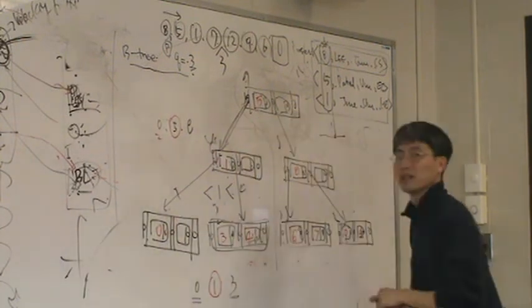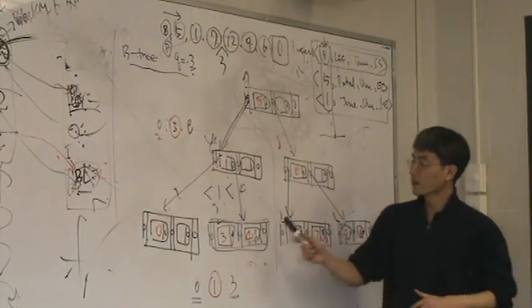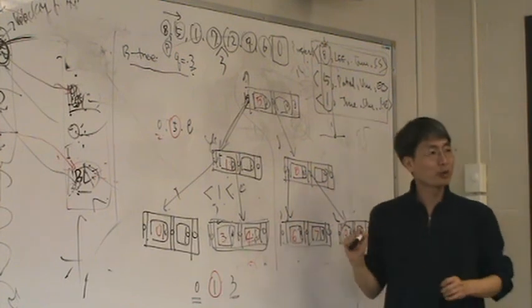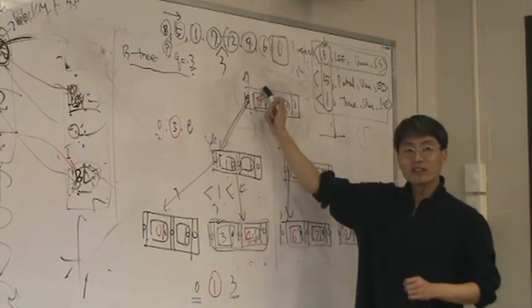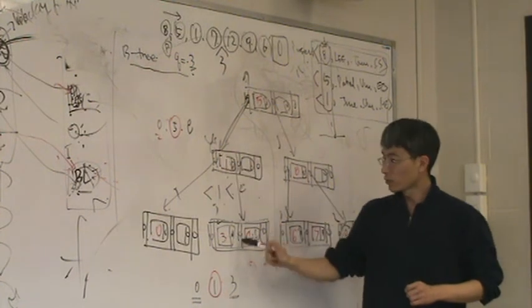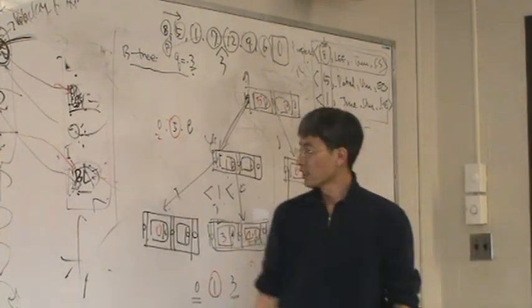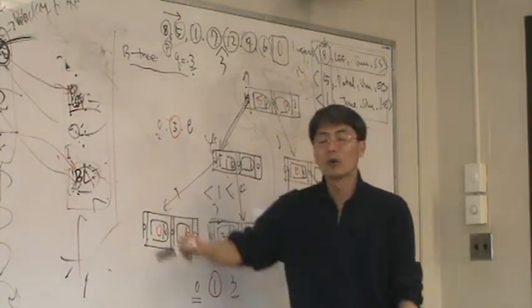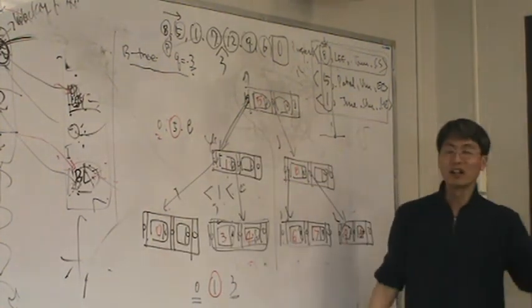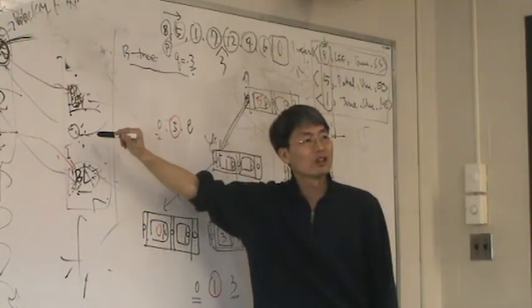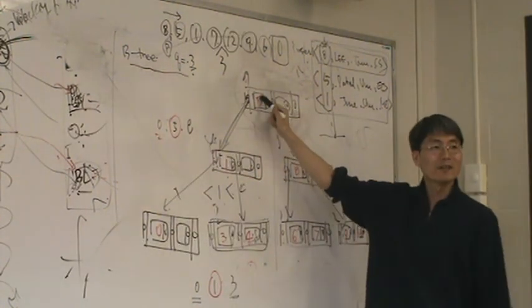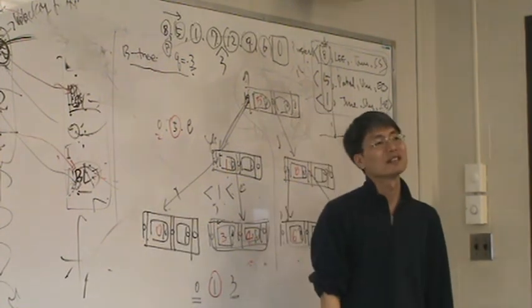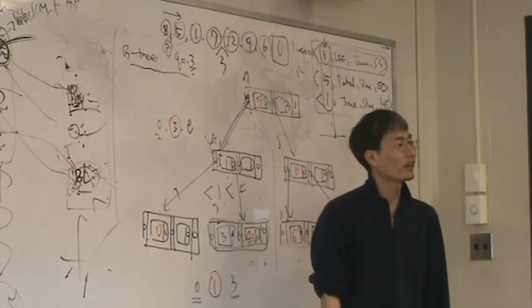So what about 3? I'd like to access 3 here. How many IOs do you need? 1, 2, 3, 4. Yes. What about 0? 1, 2, 3, 4. What about 1? 1, 2, 3. What about 5? 1, 2. They are different. Okay? It's not fair.